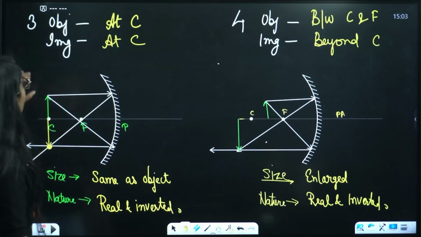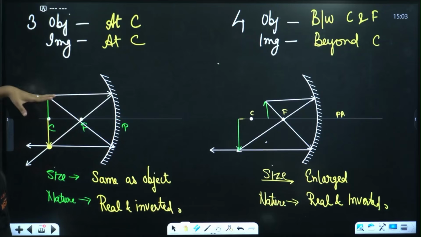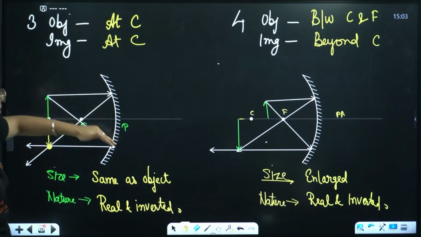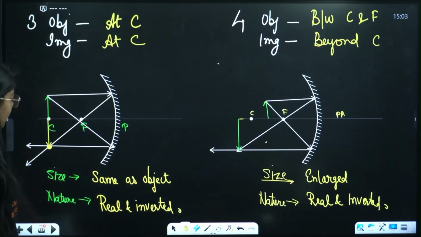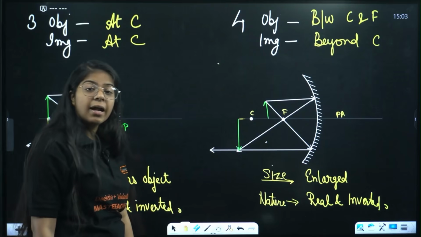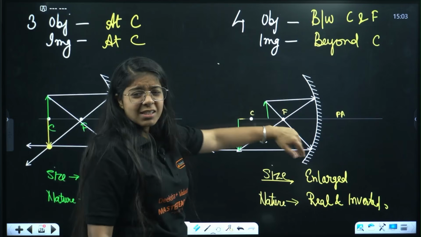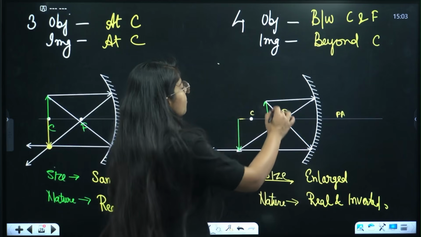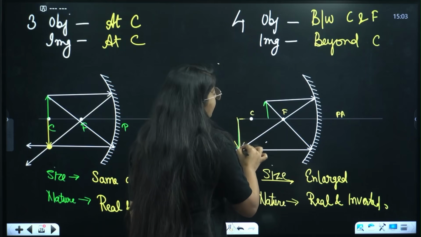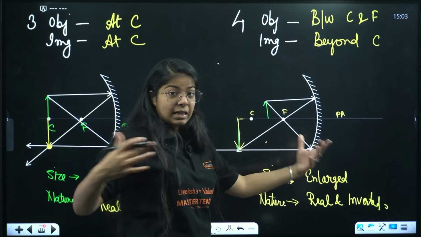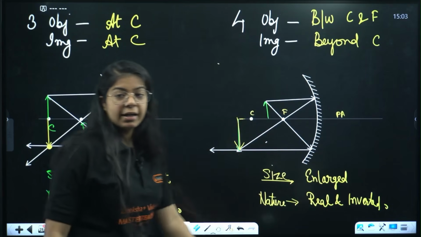Next we have at C, the image will be again at C, one ray parallel passing through focus, another ray passing through focus, coming parallel, and the size will be same as object, nature will be again real and inverted. Same for this, I think you all know this, right? Object between C and F, rays go same like this, the image will be beyond C, size will be enlarged, nature will be real and inverted.